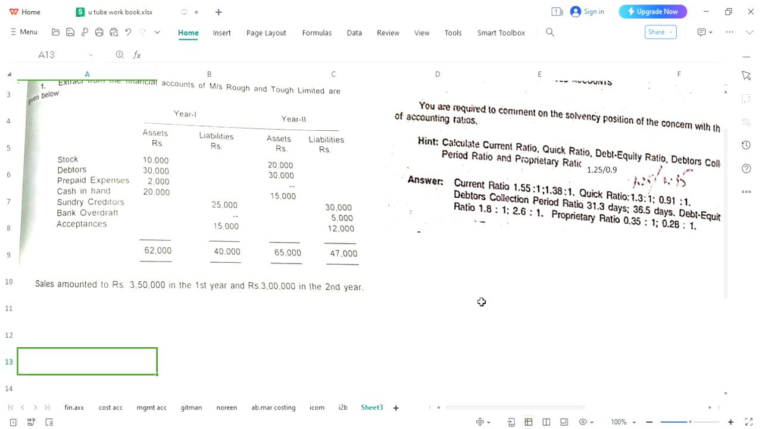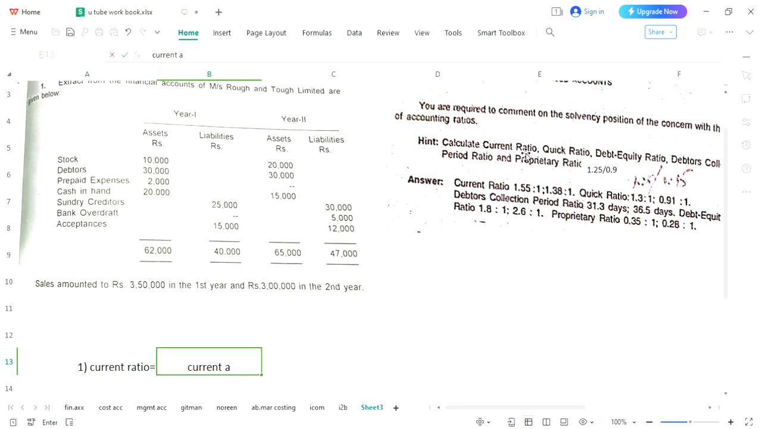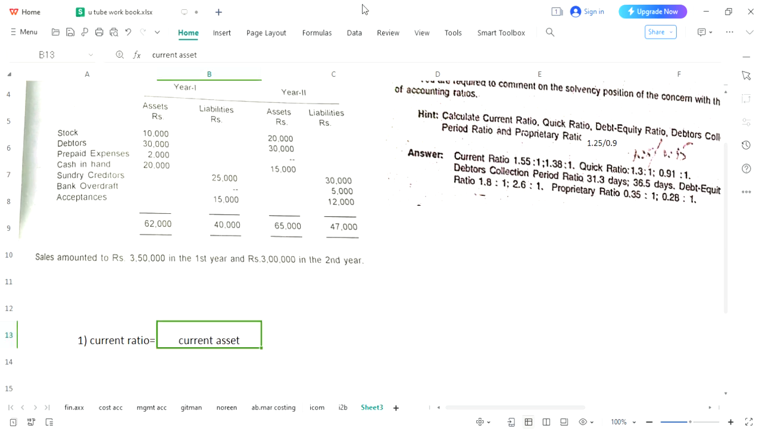So the first requirement is the current ratio. Look at here, it has been given over here, and we do know the formula of current ratio is current assets divided by current liabilities. Let's put the sign, current liabilities. So we have got our formula.